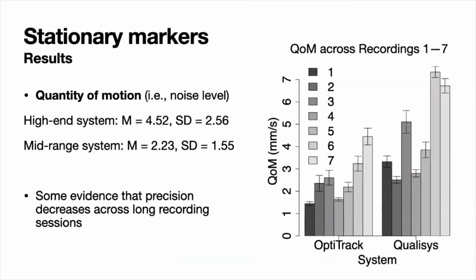We looked at the noise level in stationary markers by measuring quantity of motion in millimeters per second. You can see our results in the plot to the right. We actually found higher quantity of motion, so higher noise, in the high-end system than in the mid-range system. This was the case for all of the 7 recordings that we made. You'll also notice that quantity of motion generally increased across recordings 1 through 7 for both systems, which suggests that precision decreased over the course of the several hours that this experiment was running.